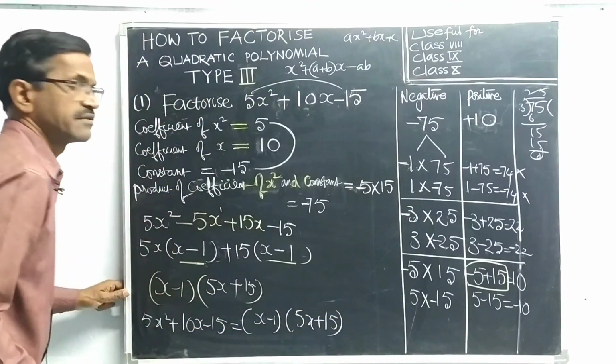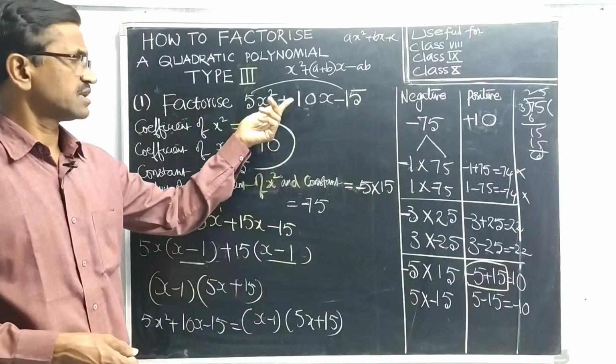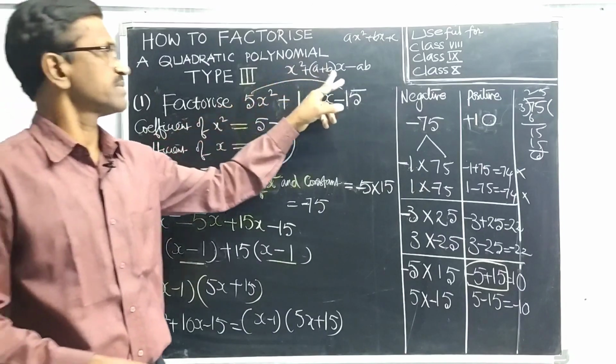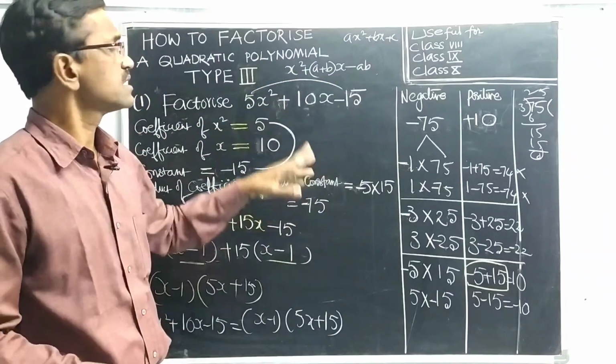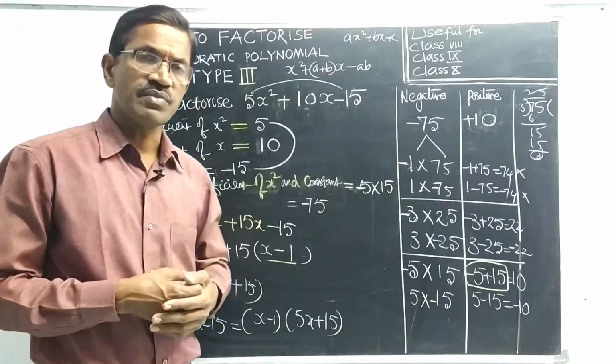In this way we can factorize the quadratic polynomials which are in the form of x square plus a plus b into x minus ab. That means the product is negative and the x coefficient is positive.